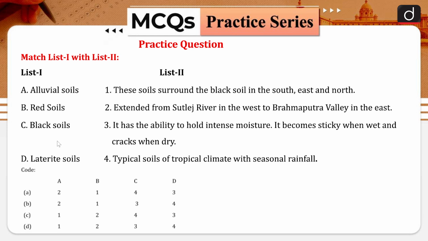So there is this list which is given on the first side, or you can say left side. This is related to your soils. Okay, and some features are given in the list too. So you have to match the following and find the correct match for each. Okay, so you can attempt this question and answer in the comment box.